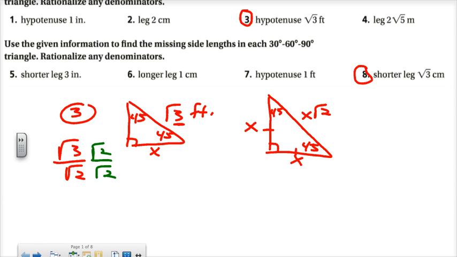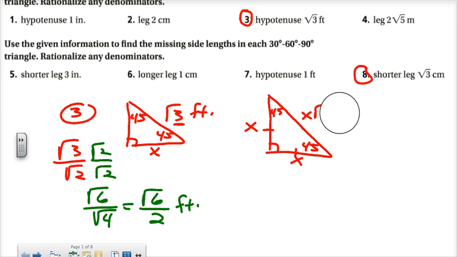So we're going to go ahead and multiply the numerator and denominator by the square root of 2, and that will give us the square root of 6 over the square root of 4, and then of course we know that the square root of 4 is just 2. And that's as simplified as we can get because we don't have any perfect squares that are going to divide evenly into that square root of 6. So that 45, 45, 90 triangle, always using that x, and x square roots of 2 relationship that we have in there. And this was in feet.